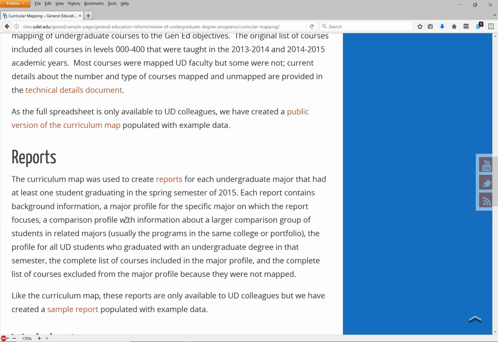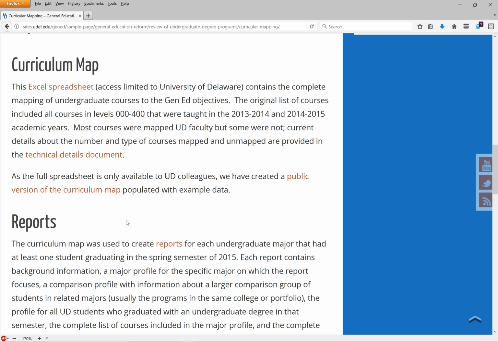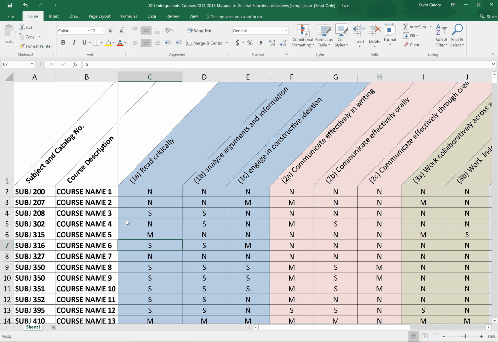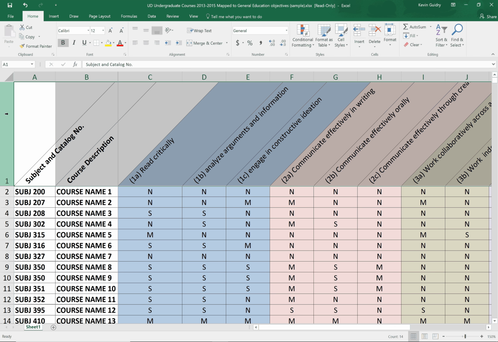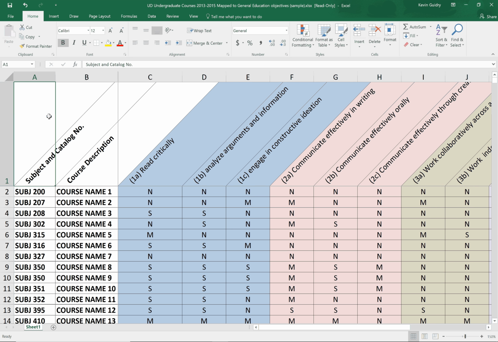You can download the entire curricular map and use it to locate the courses that your colleagues have already identified as providing significant opportunities to meet specific gen ed objectives. That file is limited to University of Delaware colleagues, so for this video, I'll use the public sample report again. Here's the file. Again, we've got courses down the left-hand side and objectives across the top. So let's pretend that my program doesn't quite provide enough opportunities for students to obtain competency in ethical reasoning.